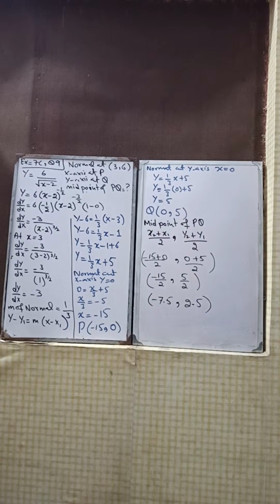We found the equation of the normal. Then we found the point P: when it cuts the x-axis, y equals 0, and the P coordinates are minus 15, comma 0. In the same way, when it cuts the y-axis, x equals 0, so the Q coordinates are 0, comma 5. And then we found the midpoint of the PQ. So our answer is right. This is how we do question number 9 of exercise 7C. So I think that's it for today.